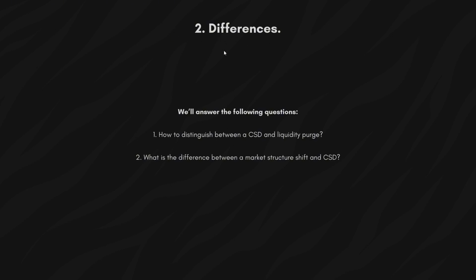Next up, we will be differentiating between different ideas and different concepts, how they differ from each other, what the discrepancies between them are, what leads to those discrepancies or differences, and what the significance is of being aware of these differences. In the next few slides, we will answer the following questions: how to distinguish between a valid CSD, or a valid change in the state of delivery, and a liquidity purge, and what is the difference between a regular market structure shift and a CSD.